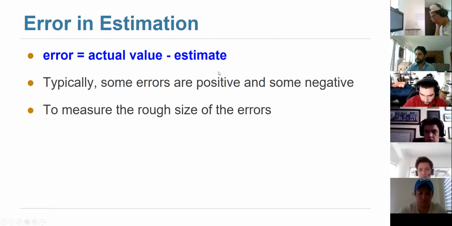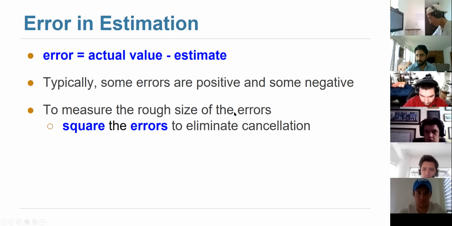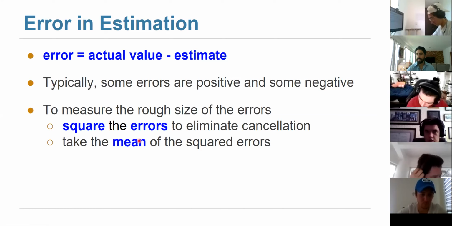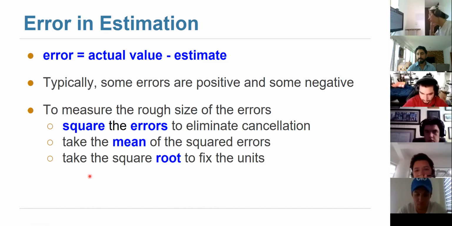So we can use these errors to measure the rough size of the errors. In order to do that, we take the square of the errors to eliminate the cancellations, because some of them are going to be positive, some negative. We don't want them to cancel each other. So we square those numbers. Then we take the mean of those squared errors. Then we take the square root to fix the unit. So you can see the process is something like the standard deviation that we did.